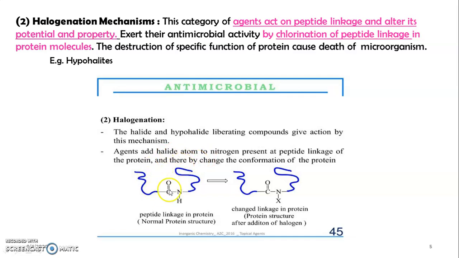With these halides, the free hydrogen which is present on the peptide linkage gets substituted by the halogen atom. That means halogenation of this peptide linkage leads to changes in the conformations, and thereby the normal protein is not available for growth and functioning of the microbes, and thereby the microbes get killed.